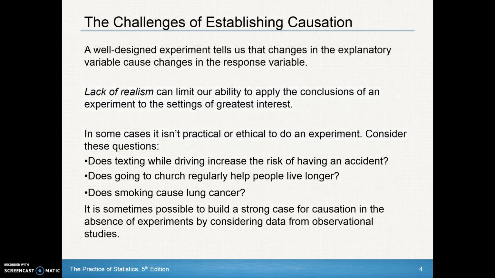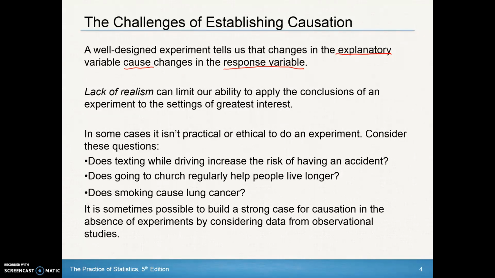So as you see, there are some challenges to establishing causation. You got to have a well-designed experiment, okay, where you both have random selection and random assignment. Okay. A well-designed experiment tells us that changes in the explanatory variable cause changes in the response variable.